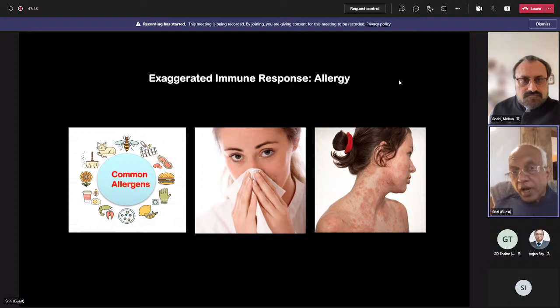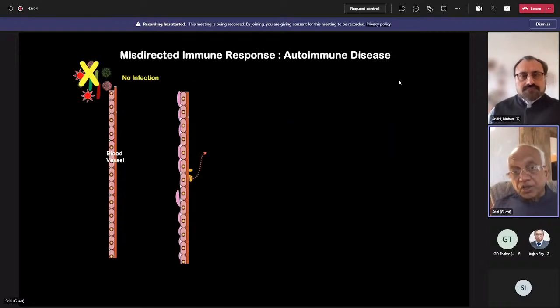But I'm sure you have also heard of some exaggerated immune response that leads to allergy. You must have heard about all those allergens. Oh, I'm allergic to peanuts, I'm allergic to house dust, I'm allergic to eggs and things like that. And that is an unwanted immune response to those particular components.